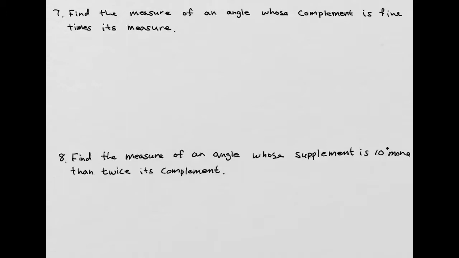Number 7, find the measure of an angle whose complement is 5 times its measure. To solve this problem, we have to understand the definition first. What is a complement? A complement is when you add two angles and it gives you 90 degrees. So in a word problem like this, whenever it's a complement, it's going to be 90 minus the angle. If we are asked to find the measure, let's call it x. The complement means x plus something is 90, so that something equals 90 minus x. So whenever you say complement, you use 90 minus x.